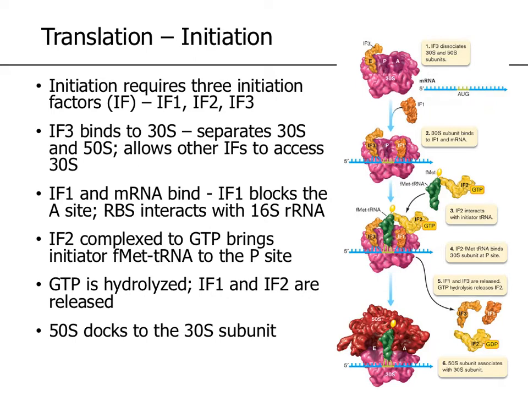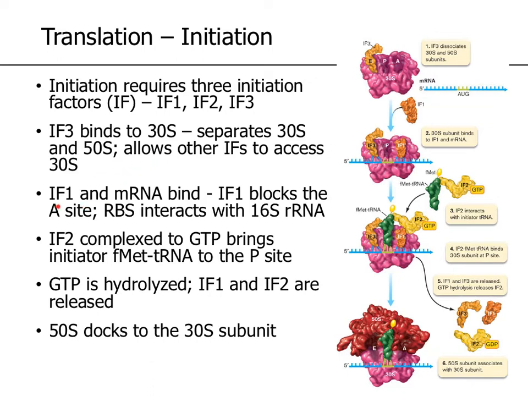So IF3 binds to the 30S. Remember, it has the 30S and the 50S, and they're together. But to get started, you actually need to separate them. If not, things don't actually make their way in there. So IF3 binds to the 30S, and that allows the 2 subunits to separate.